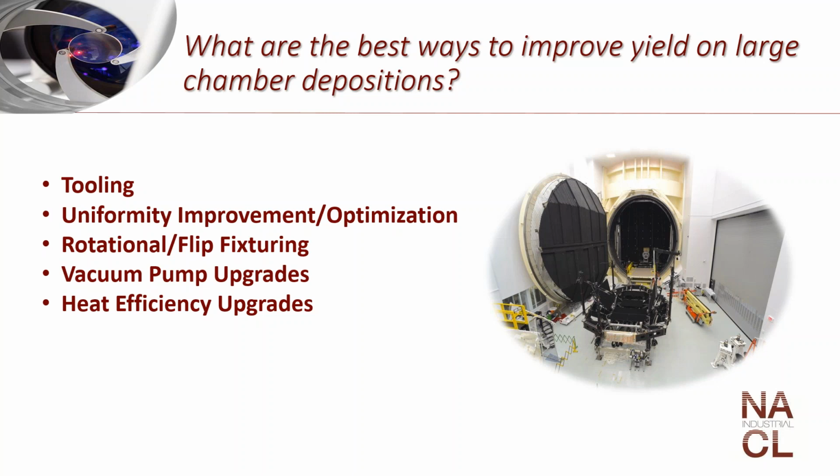The other thing that helps immensely is vacuum pump upgrades. Just basically, the bigger the pump, the quicker you get to vacuum. Heat efficiency works in the same way. The quicker you get to your desired heat, the quicker you're going to pump down and get to your appropriate vacuum. It's almost like a drag racing horsepower kind of thing. The more horsepower you have, the faster you're going to go. And it's the same thing with vacuum pumps and heat.